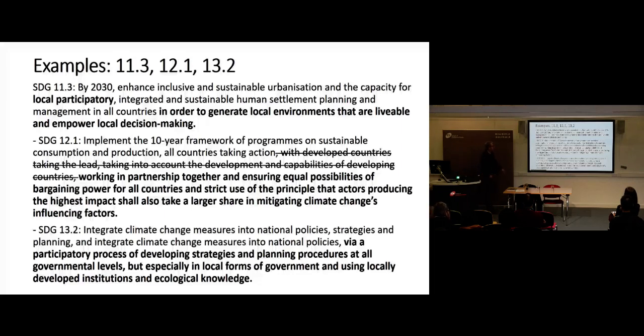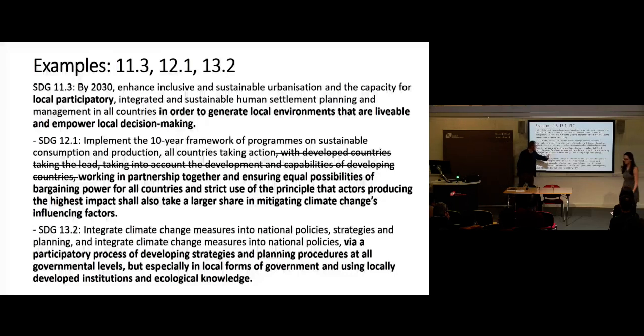Then we have 12.1, implement the 10-year framework of programs on sustainable consumption and production, all countries taking action. And then we deleted "with developed countries taking the lead, taking into account the development and capabilities of developing countries." We said, no, let's do away with that. We rewrote it: working in partnership together and ensuring equal possibilities of bargaining power for all countries. Of course, we have governments, etc. We need to actually contextualize this.